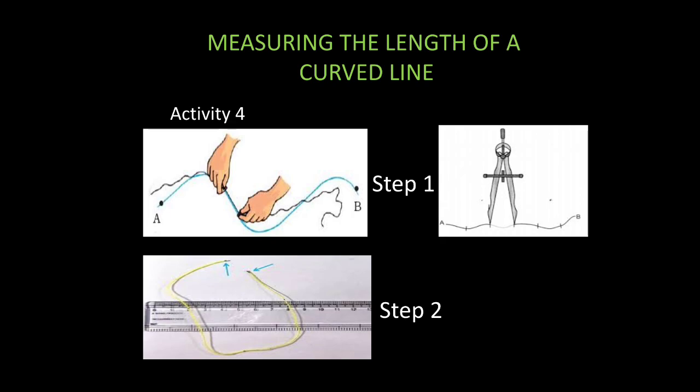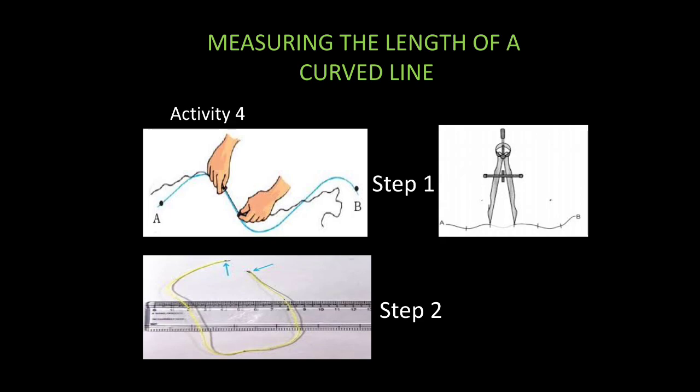Now, just put your string at point A, and slowly move it along just above the line till point B. When you start from point A, you have to mark with the help of a pen on the thread, and similarly you have to mark with the pen when you reach point B. Now just take out that particular thread and measure it with the help of a scale.